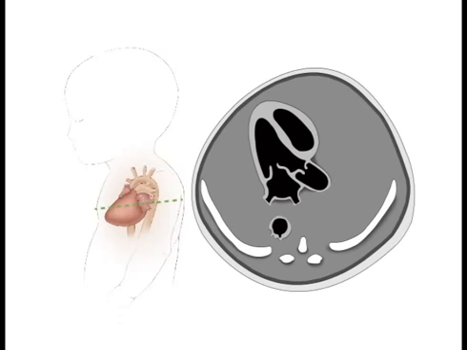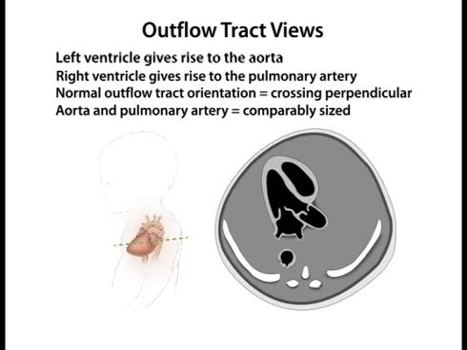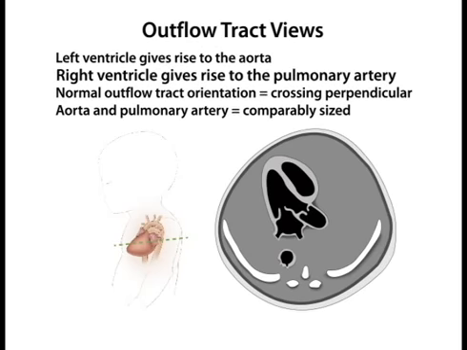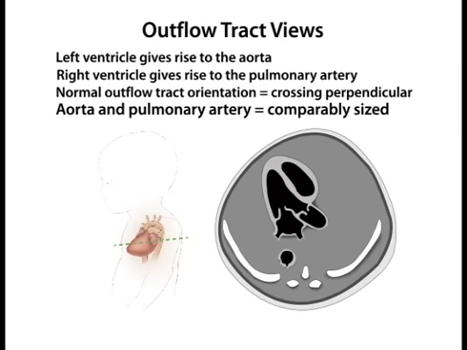It is used in concert with the right outflow tract view to aid detection of anomalies not seen in the 4-chamber view. Outflow tract views show the left ventricle giving rise to the aorta and the right ventricle giving rise to the pulmonary artery, show normal orientation, that is, perpendicular crossing of the two outflow tracts, and show comparably sized aorta and pulmonary artery.